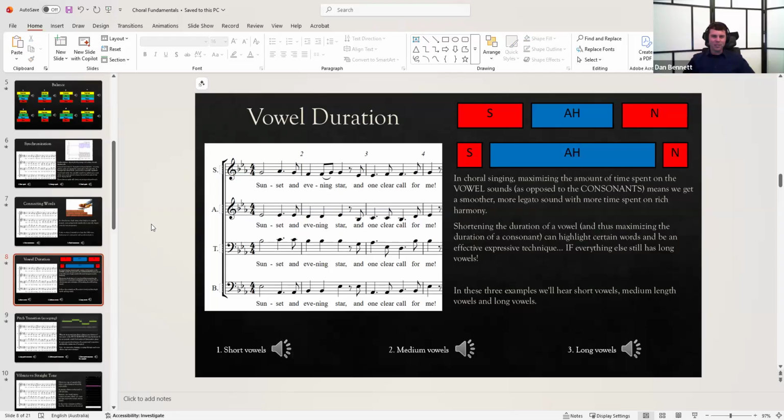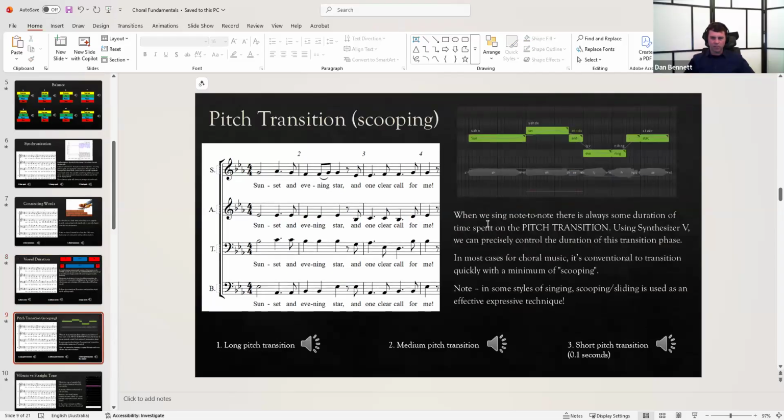All right, so let's move on to pitch transition. I like this one. Pitch transition, aka scooping, aka sliding. When we sing note to note, there is always some duration of time spent on the pitch transition. Using Synthesizer V, we can precisely control the duration of this transition phase. In most cases for choral music, it's conventional to transition quickly with a minimum of scooping. However, in some styles of singing, scooping or sliding is used as an effective expressive technique.